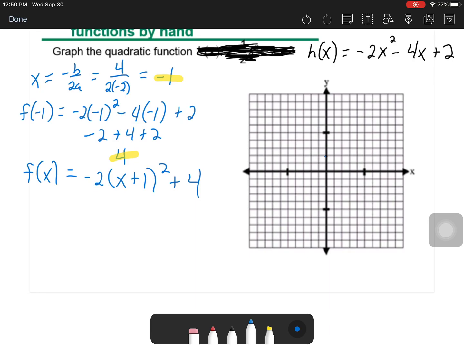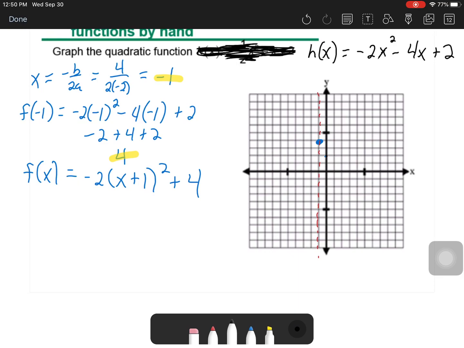Okay, so that's helpful for starting my graph, because I found my vertex to be negative 1, positive 4, and I can see that in here now. Negative 1, positive 4. Remember, it's always the opposite of this one. So negative 1, positive 4. Let's put that on the graph right here. Okay, and then I'm also going to draw my axis of symmetry that always runs through the vertex like that.